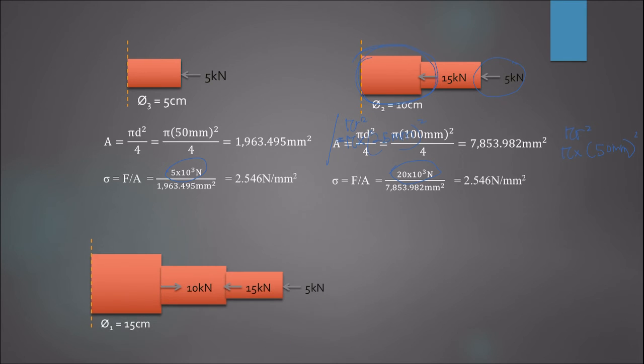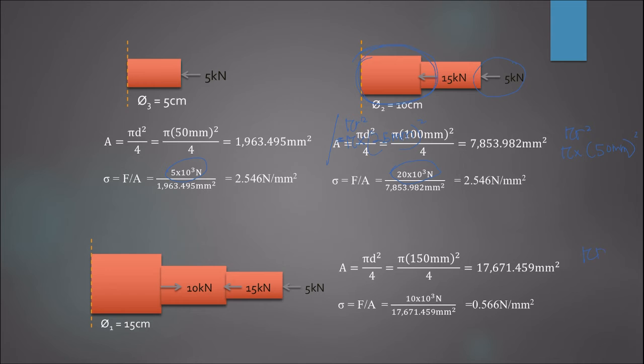Then for the third part, the method is the same. Its area: the diameter here is 15 cm. We have to convert to mm, that's why it becomes 150. If let's say you use pi r square, then pi times 75 power of 2. You get the area in millimeter square, and you just calculate its stress. And here also 10, because of the other force from here.